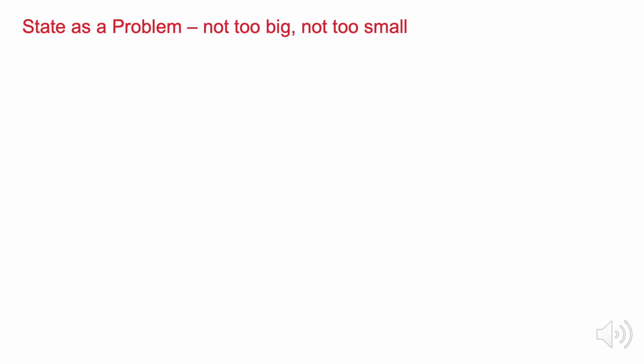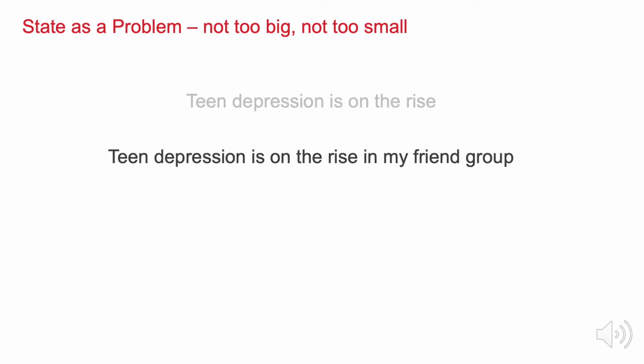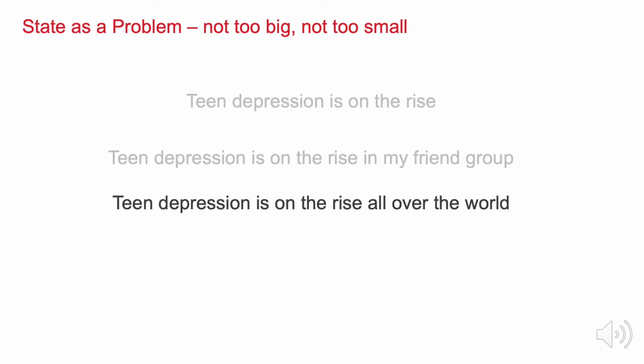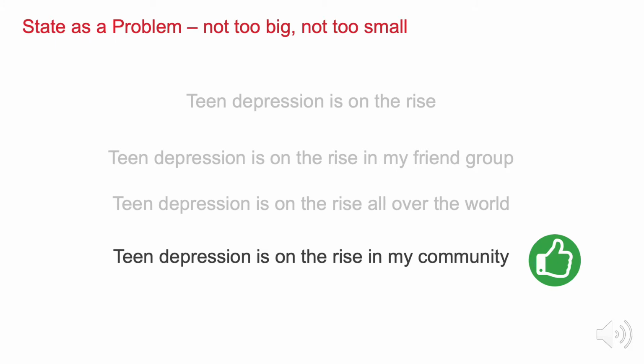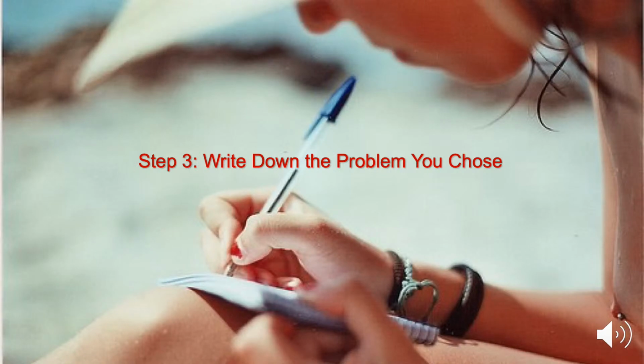You also want to make sure the problem is a size that is challenging but not too challenging. You don't want it to be too small, like "teen depression is on the rise in my friend group," but you also don't want it to be too big. "Teen depression is on the rise all over the world." Look for somewhere in between, like "teen depression is on the rise in my community."